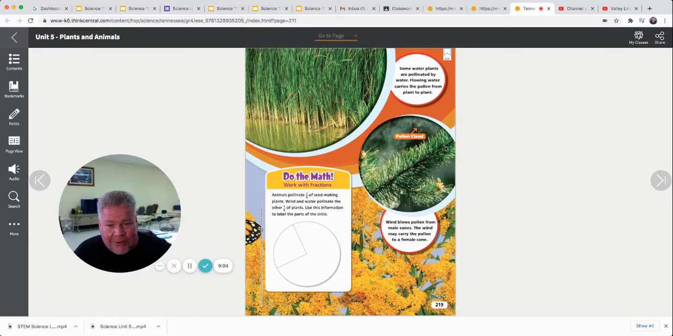The other types of cones. Here's another math problem here. Animals pollinate 3/4 of seed-making plants. Animals would include those insects also. Wind and water pollinate the other 1/4 of plants. So if we were going to label this, the bigger part, 3/4 of it, we'd label it animals pollinating plants. 1/4, this smaller part, would be wind and water pollinating it. So plants are pollinated a lot more by animals than by wind and water.